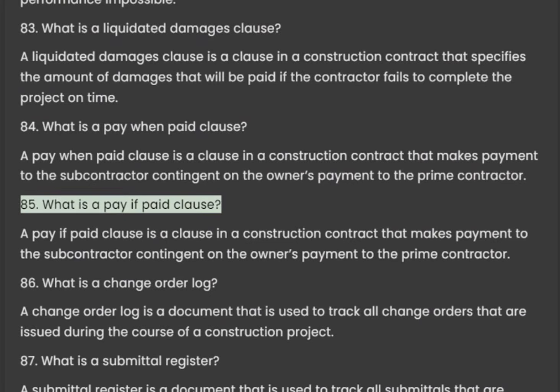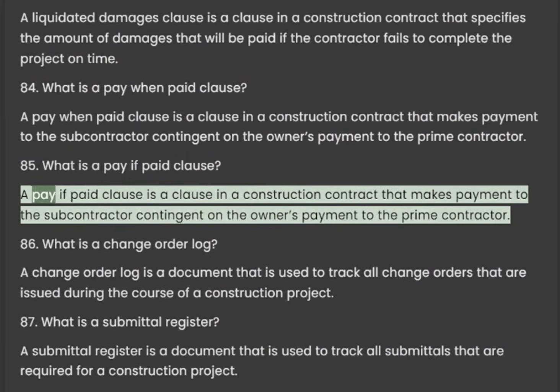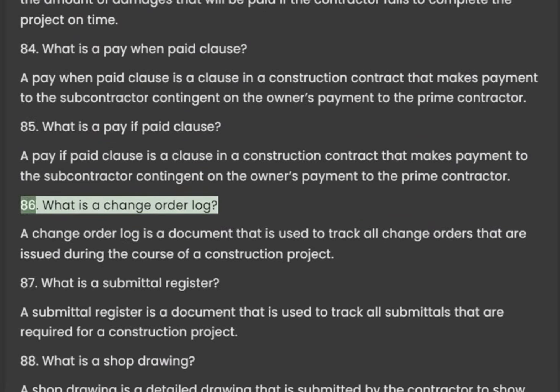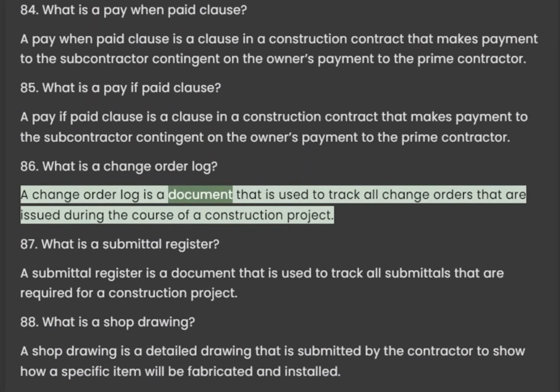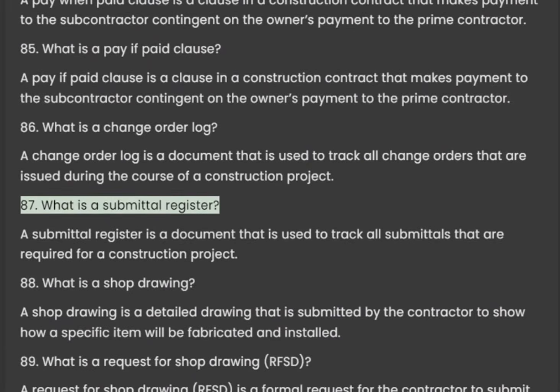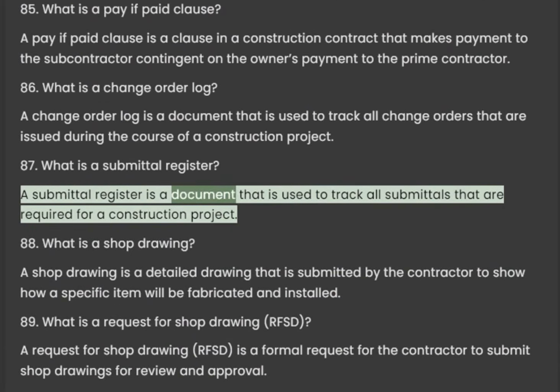85. What is a pay-if-paid clause? A pay-if-paid clause is a clause in a construction contract that makes payment to the subcontractor contingent on the owner's payment to the prime contractor. 86. What is a change order log? A change order log is a document that is used to track all change orders that are issued during the course of a construction project. 87. What is a submittal register? A submittal register is a document that is used to track all submittals that are required for a construction project.